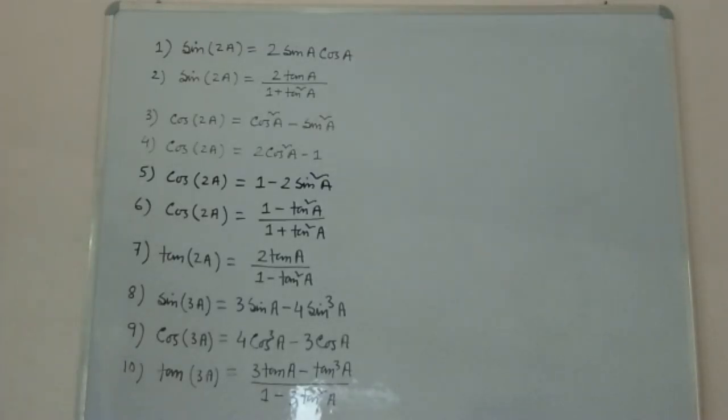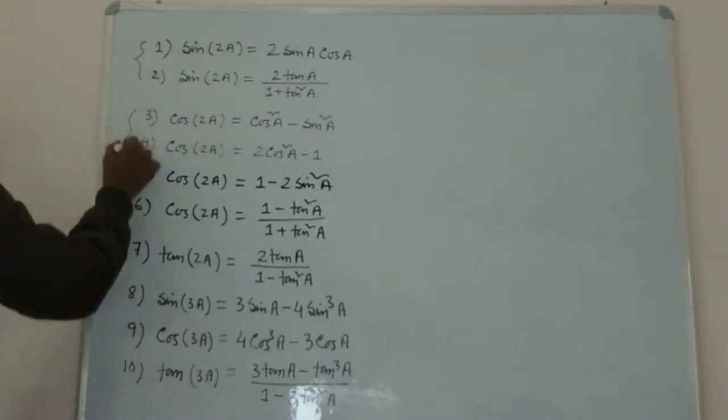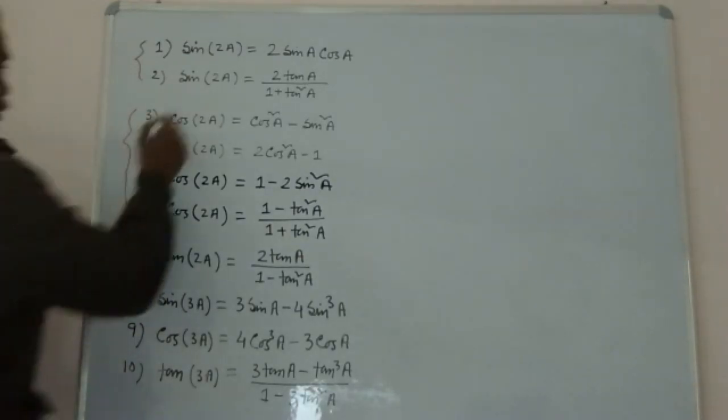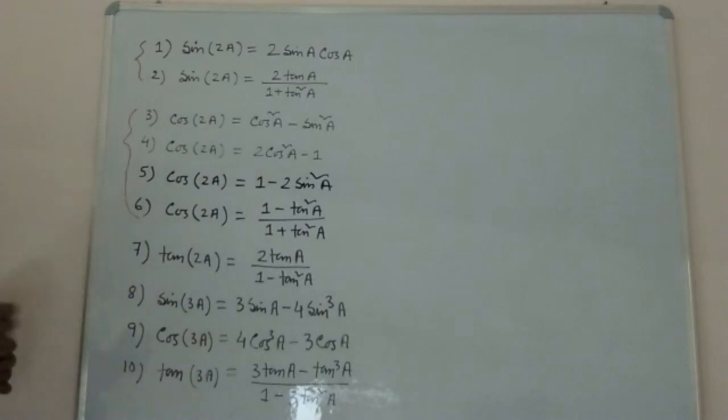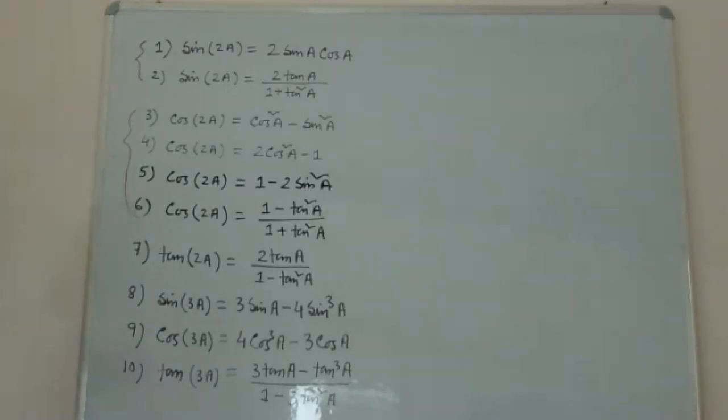For sin 2A, there are 2 formulas. For cos 2A, there are 4 formulas. You have to remember all those formulas. This formula will be applicable in the given problem. According to the given problem, we are applying this formula.